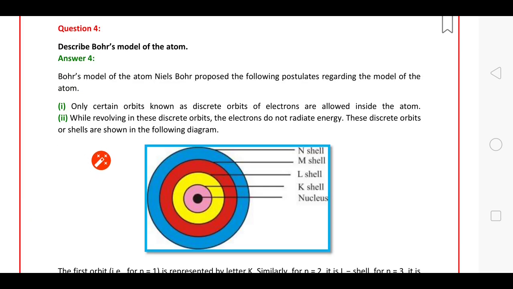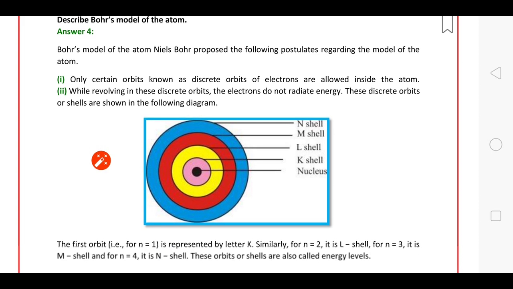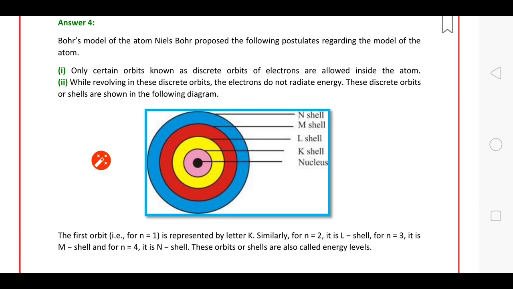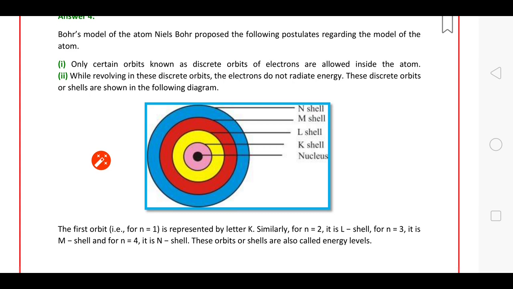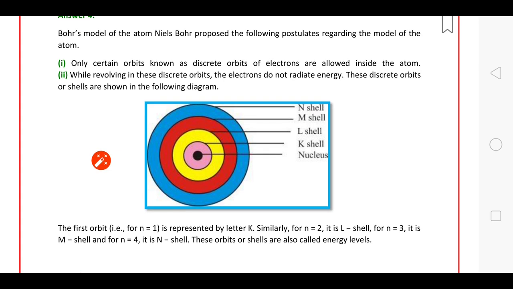Next question is, describe Bohr's model of the atom. The answer is, Bohr's model of the atom. Niels Bohr proposed the following postulates regarding the model of an atom. Only certain orbits, known as discrete orbits of electrons, are allowed inside the atom. And second, while revolving in these discrete orbits, the electrons do not radiate energy.